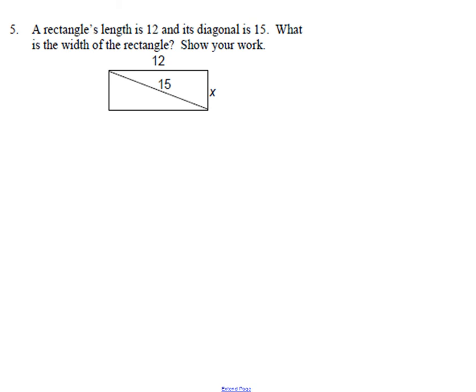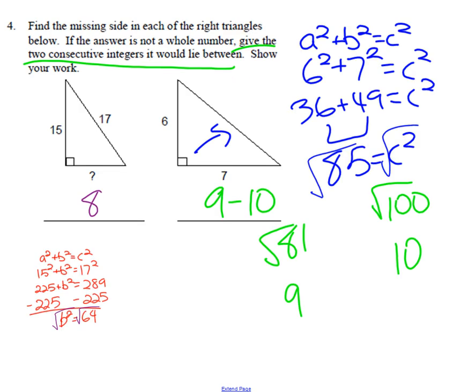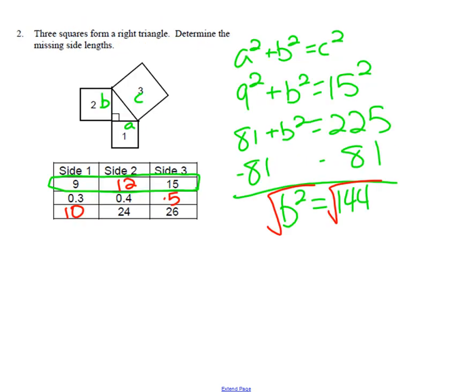All right. And the last one, a rectangle's length is 12 and its diagonal is 15. What is the width of this? 9. Why do we know that? Because we've already did it. Okay.